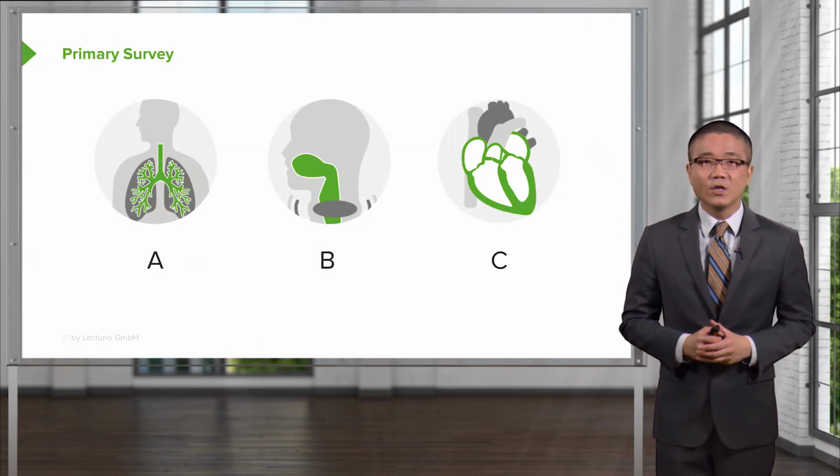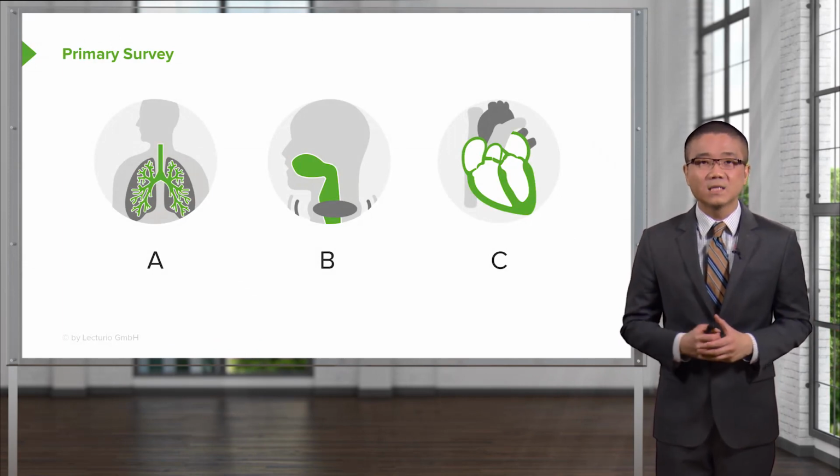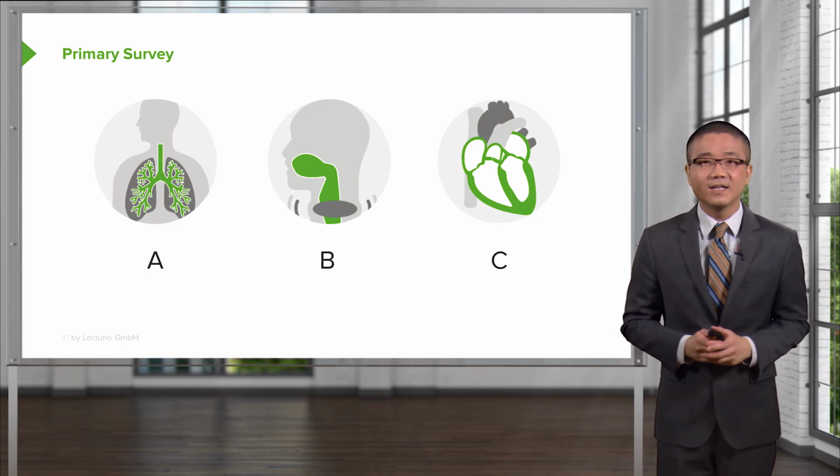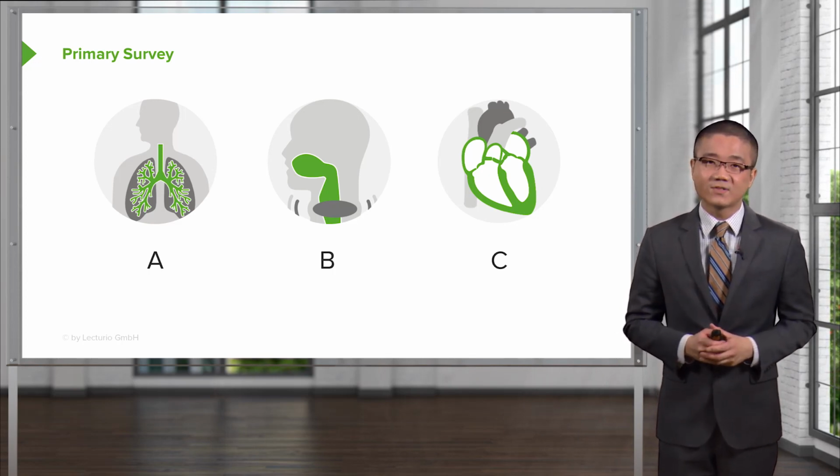In trauma, no matter how severe or the mechanism of injury, we always follow the ATLS protocol, or the Advanced Trauma Life Support System, and the priorities are easily delineated for us using alphabets. A for airway, B for breathing, and C for circulation.